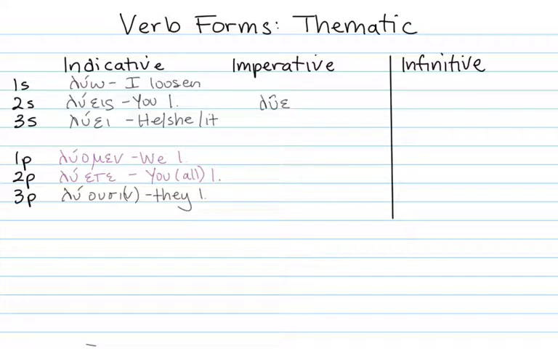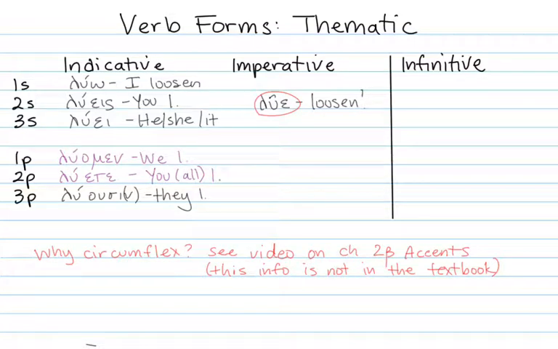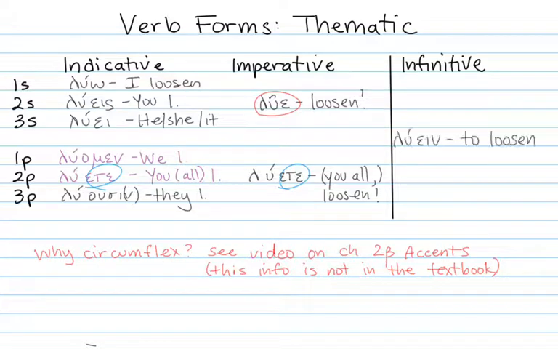We already know the imperative lue, which means loosen. And if you're curious about the accent there, go back and watch the video from chapter 2 beta on accents. We've also already learned the plural imperative, lueta, you all loosen. Notice that the second person plural imperative is the identical form to the second person plural indicative. So whether the word means you all loosen or hey, everybody loosen, you'll have to depend on the context of the sentence. Then lastly, we learn the infinitive form luein, to loosen.